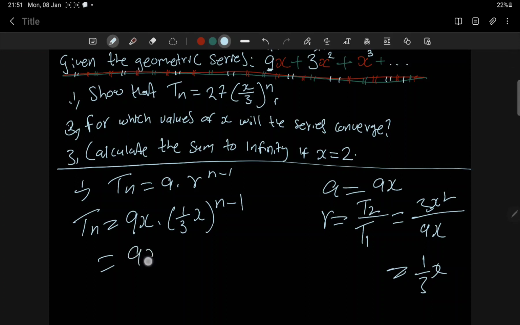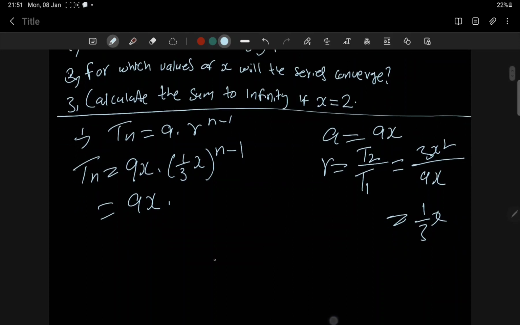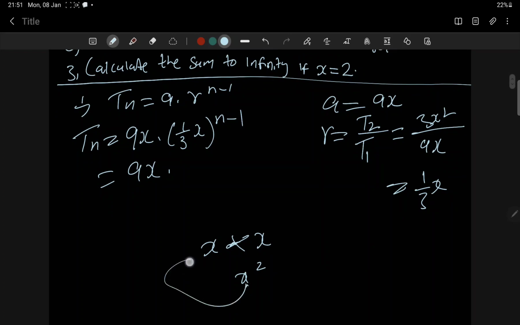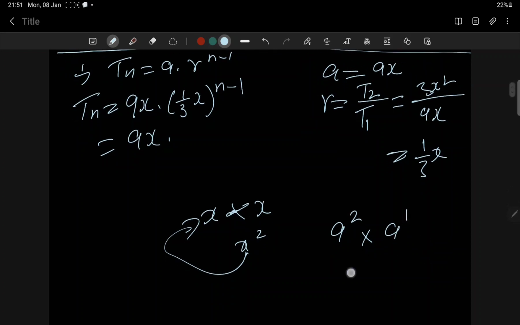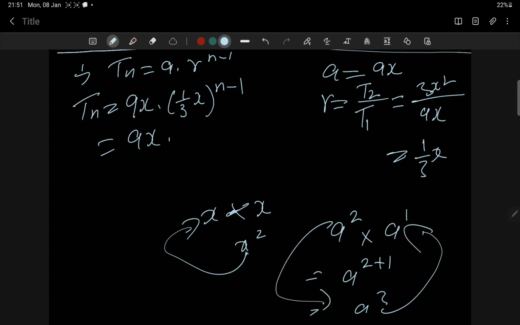So I think we can use the laws of exponents. If you multiply powers of the same base, you add the exponents, and this will be x squared. From x squared, you can also go back. For instance, if there's a to the exponent of 2, you multiply it by a to the exponent of 1. This will give you a to the exponent of 2 plus 1, which is a to the exponent of 3. So in this case, you're going backward instead of going forward.